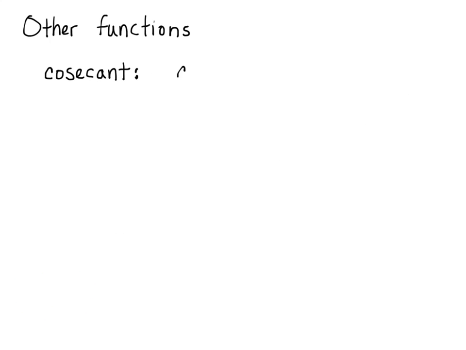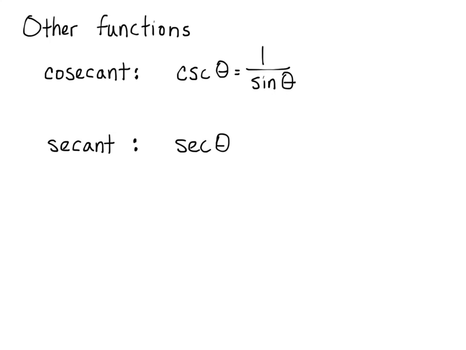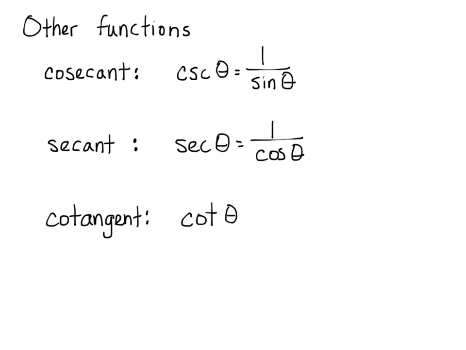Okay, so other functions. You've heard me say this, and you're probably aware that these exist. The cosecant, the secant, and the cotangent are defined as the reciprocals of the sine, cosine, and tangent. Now, my brain says that the secant should be the reciprocal of the sine, and the cosecant should be the reciprocal of the cosine, but that's not the way it is. The cosecant's reciprocal is the sine. Reciprocal of secant is cosine. Now, these are functions that are less used now.